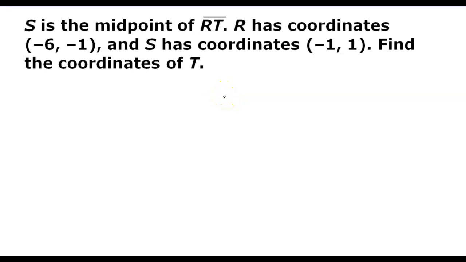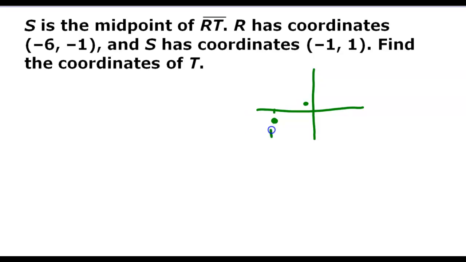When you pause the video and you did it on your own, you should get something that looks like this. It says S is the midpoint of RT, R has a coordinate of negative 6, negative 1, and S has a coordinate of negative 1, 1. Find the coordinates of T. So again, what I like to do is graph it. And this doesn't have to be perfect. So R is negative 6, negative 1, somewhere in here. S is negative 1, positive 1, which would be right here.